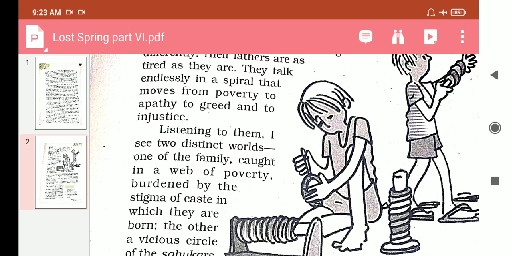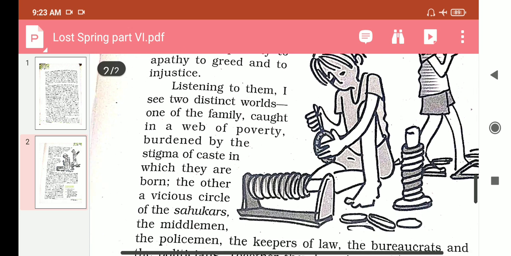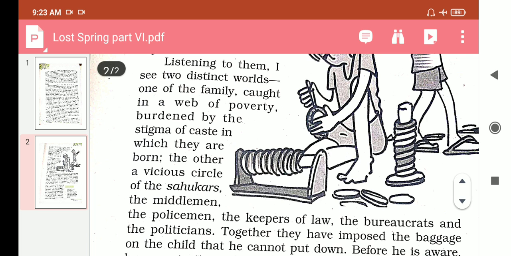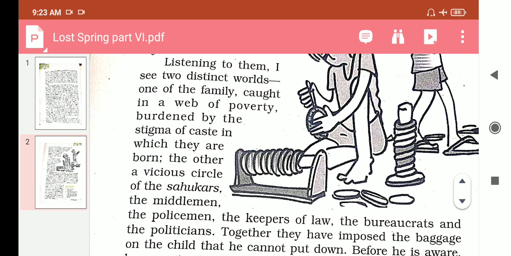Now the text. Let me read the text. They talk endlessly in a spiral that moves from poverty to apathy to greed and to injustice. Listening to them, I see two distinct worlds.